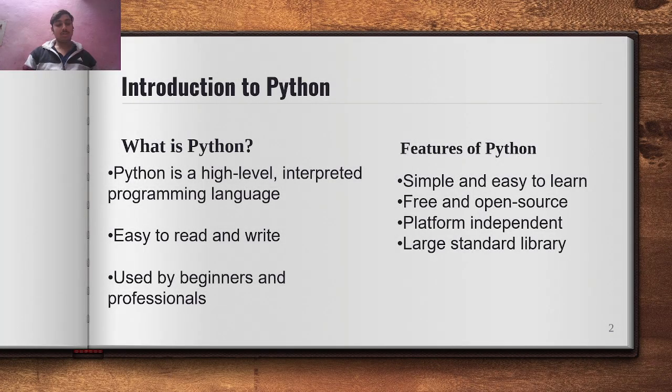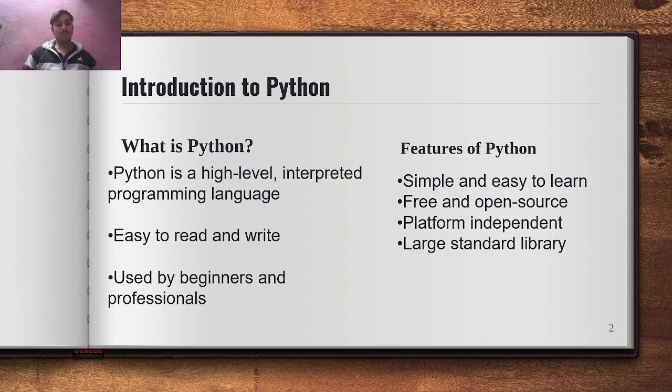Today we are going to talk about an introduction to Python. Python is a programming language used to create applications and games. Python is a high-level interpreted programming language, easy to write and read. It is the easiest language compared to C, C++, and Java, and can be used by beginners and professionals alike.